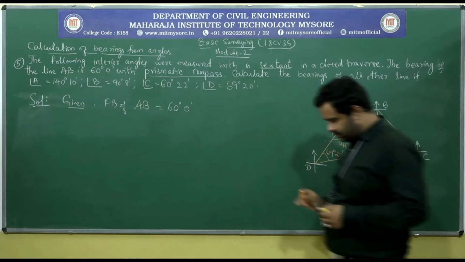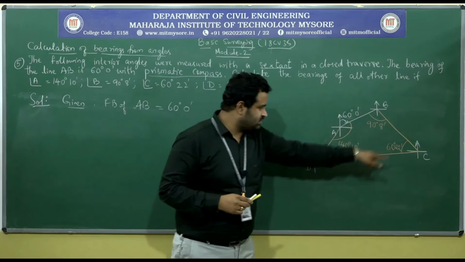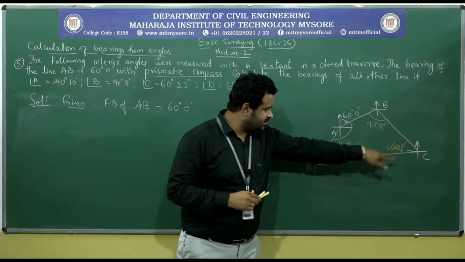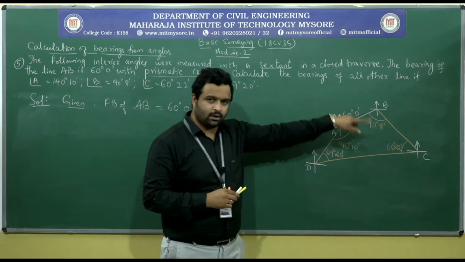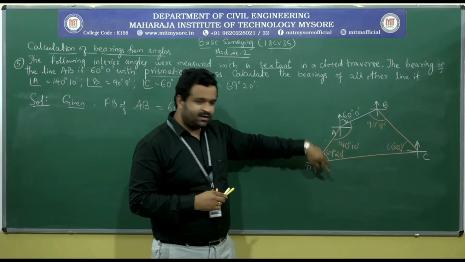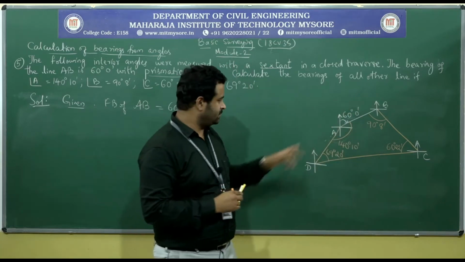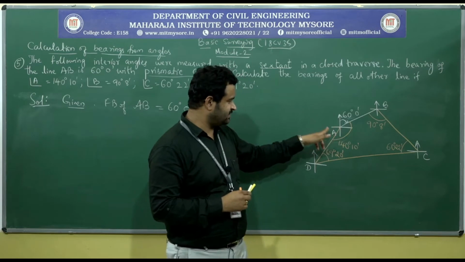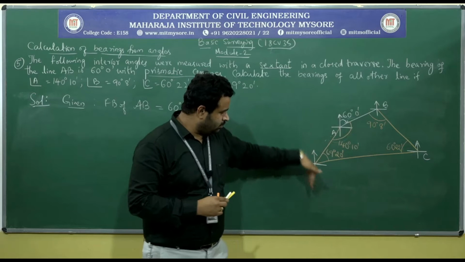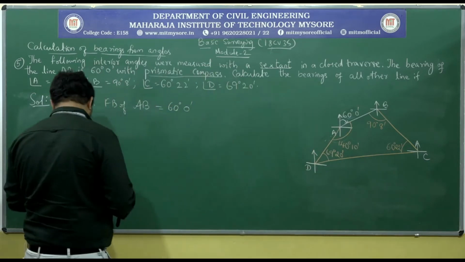In this case, if we are given a closed traverse, that is, the traversing is being done in a clockwise direction, you have to calculate the bearings in an anti-clockwise direction. It will be very easy. If the traversing is done in a clockwise direction, you should move in an anti-clockwise direction. Fine, so we will move to the solution.